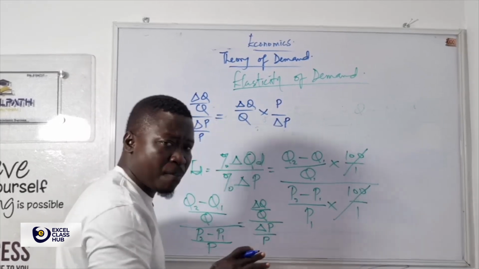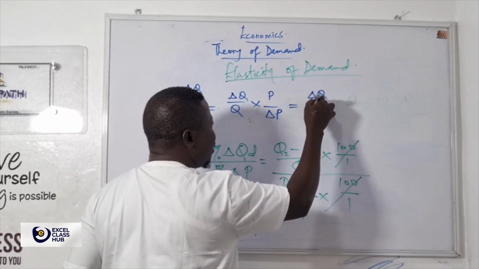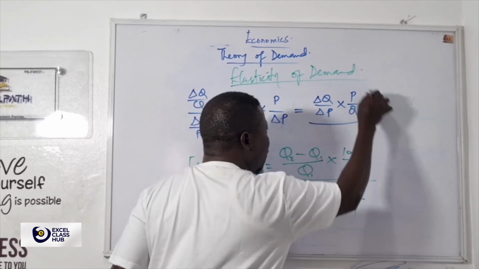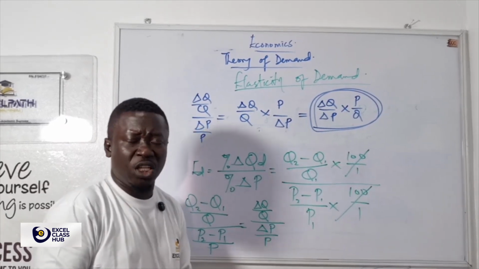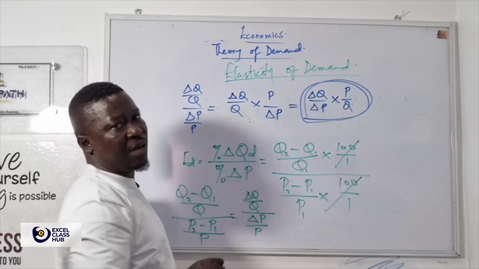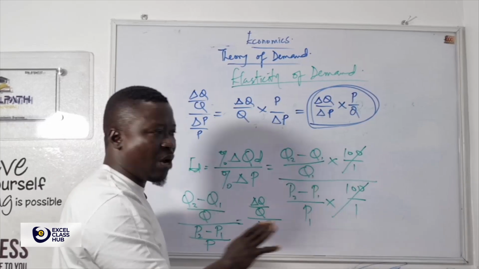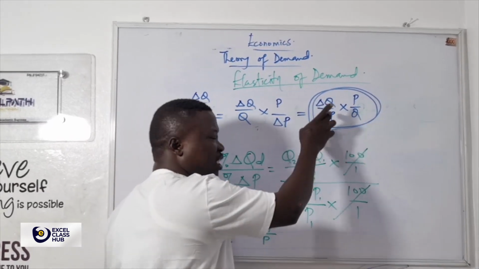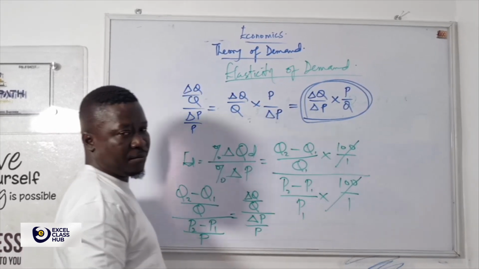Now, from what I have here, I will write this as change in quantity over change in price times price over quantity. This is the formula for elasticity of demand. If you check economics past questions in your JAMB, this is the formula that applies to many questions you see in your JAMB examination. The formula with percentage change in quantity demanded over percentage change in price mostly doesn't work in JAMB questions. So what you see mostly is change in quantity over change in price times price over quantity.